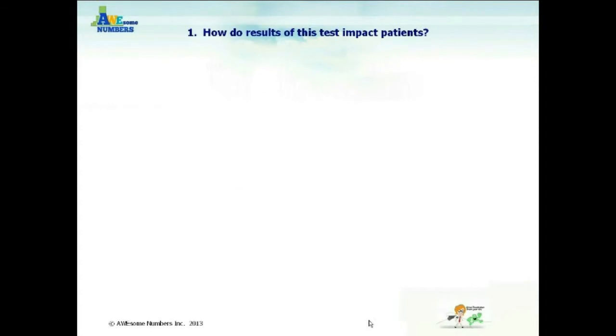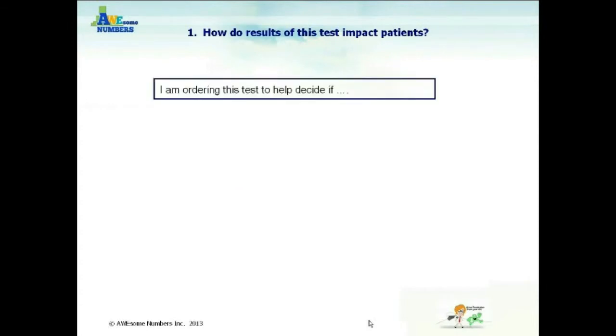When you think about it from the doctor's perspective, he says, I'm ordering this test to decide if the patient has this, that, or the other, if the patient is getting better, getting worse, if they're responding to therapy, if they're not. Whatever question he or she is asking, there is a decision-making process going on in the back of their mind.